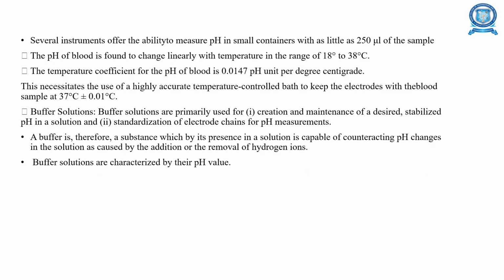Several instruments offer the ability to measure pH in small containers with as little as 250 microliters of the sample. The temperature coefficient of pH of blood is 0.0147 pH unit per degree centigrade. Buffer solutions are primarily used for the creation and maintenance of a desired stabilized pH of the solution, that is, standardization of electrode chains for pH measurements, and buffer solutions are characterized by their pH value.